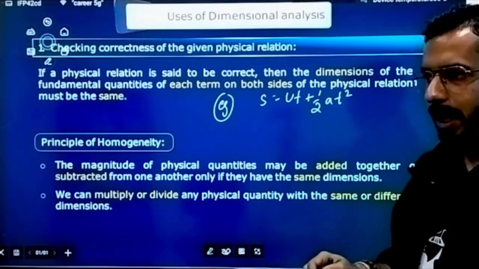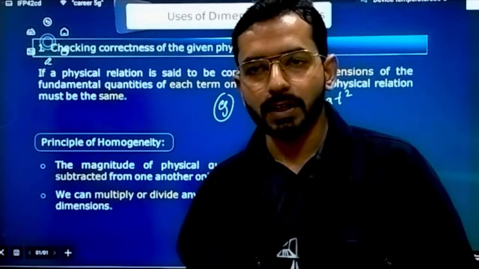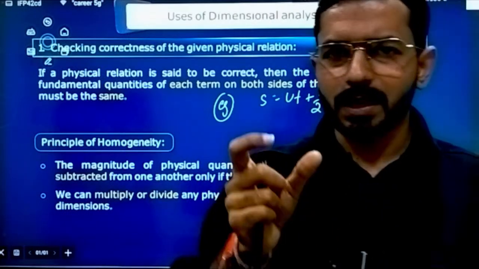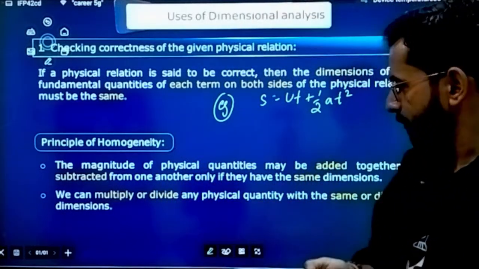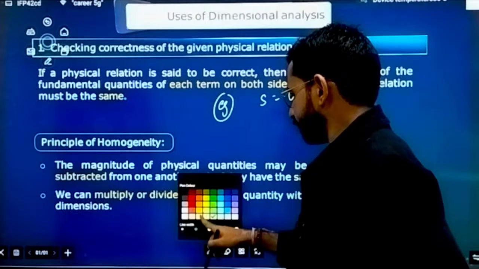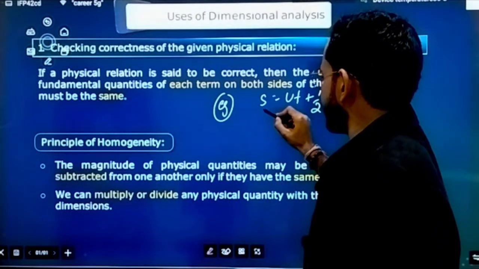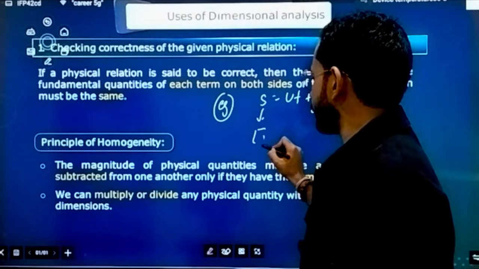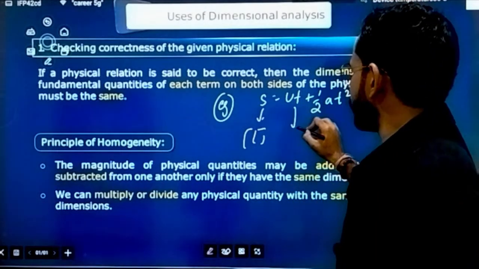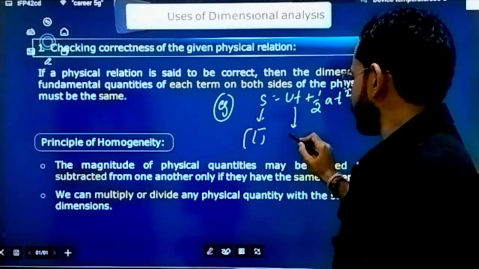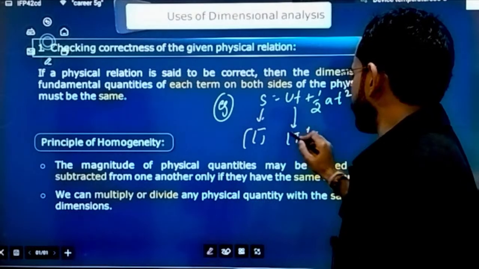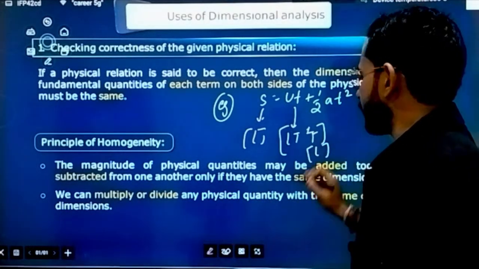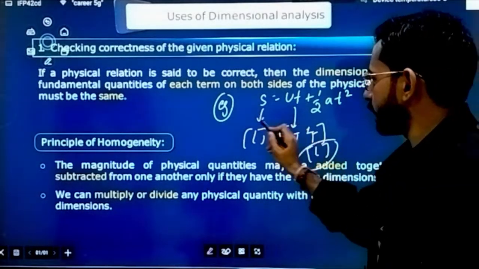How will you prove it? I've told you that all the terms in a relation should be of the same dimensions. You know about terms. Terms are separated by plus or minus. Tell me, what is the dimension of S? S is displacement, so it will be represented as L. Then ut will be represented as LT minus 1 into T. That effectively becomes L again. So here also L, here also L.